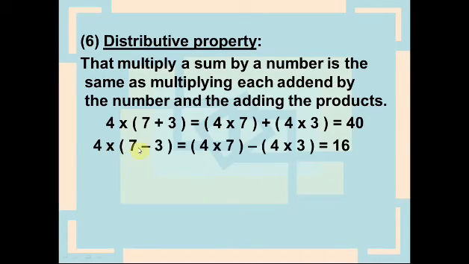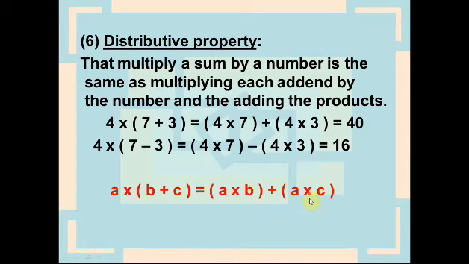And 4 multiplied by (7 minus 3) is the same as 4 multiplied by 7 minus 4 multiplied by 3, and the result will be 16. A multiply (B plus C) equals A multiply B plus A multiply C, and A multiply (B minus C) is the same as A multiply B minus A multiply C.